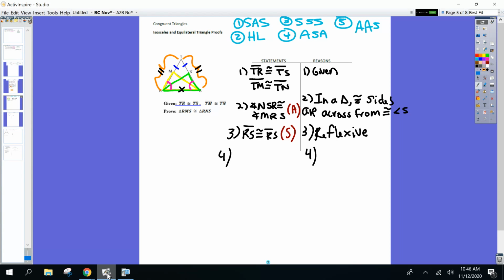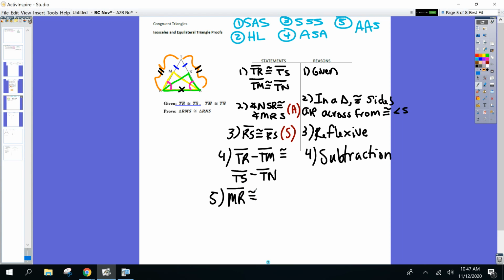Good. Everyone take a look at your diagram. We're going to get side MR congruent to NS by subtraction. We're going to take TR and subtract TM from it. That's why they gave us TM in the givens. And we know that's going to be congruent to what we get if we subtract TN from TS. Told you, old school stuff. Subtraction. And what unit are we in? Still not changing. What comes after subtraction? Substitution, to say the actual sides, MR and NS, are congruent.